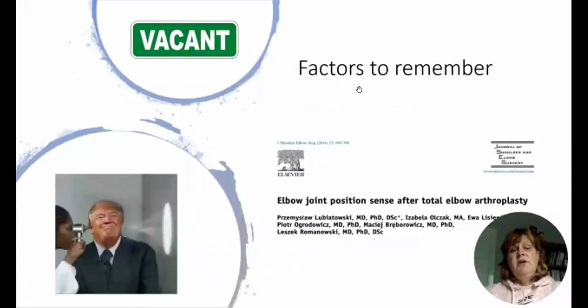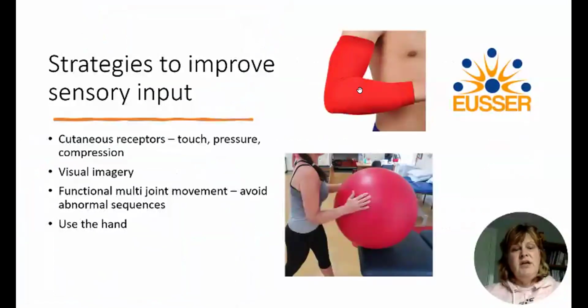We also need to remember that elbow joint proprioception is down already, and it's even worse after a total elbow arthroplasty, as shown in this study. So what we as physiotherapists need to do is remember strategies to improve sensory input. This can be via the cutaneous receptors, which have been shown to be hugely influential in elbow joint proprioception. So we'll use tape or a compressive elastic bandage or an elbow joint sleeve. We can also use touch to guide patient movements, because again, that's going to be stimulating those cutaneous receptors.